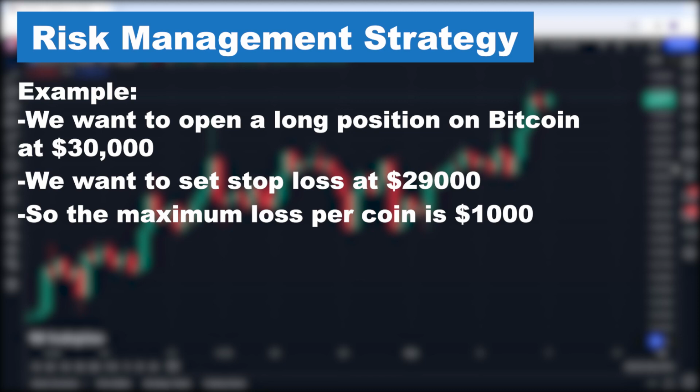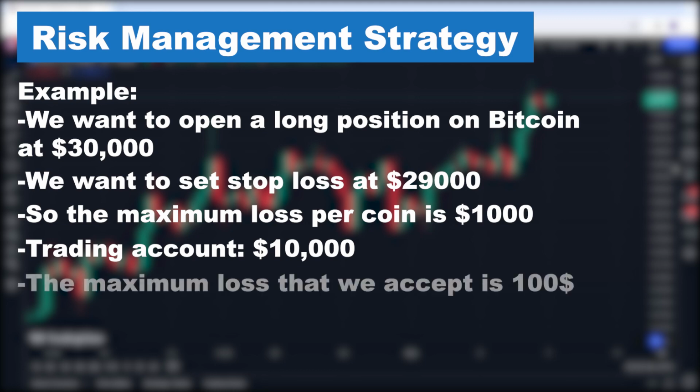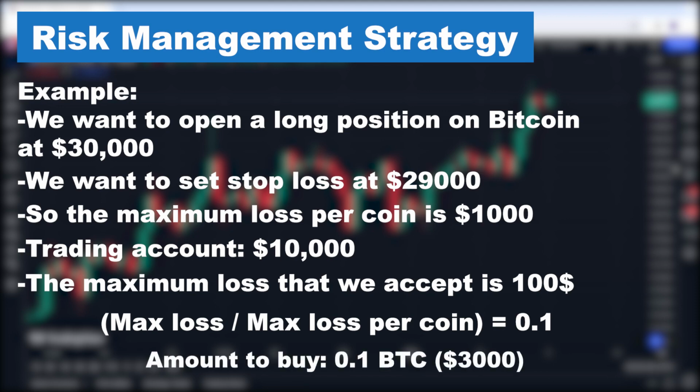If you remember, I said, for example, we have a $10,000 trading account and we want to lose only 1% of this in a losing trade, which becomes $100. So the maximum loss that we accept is $100. Now we divide our defined maximum loss amount, which is $100, by the maximum loss per coin, which for this trade is $1,000. The result is 0.1, which is the amount of Bitcoin that we must buy. This is the amount of position that we must open.